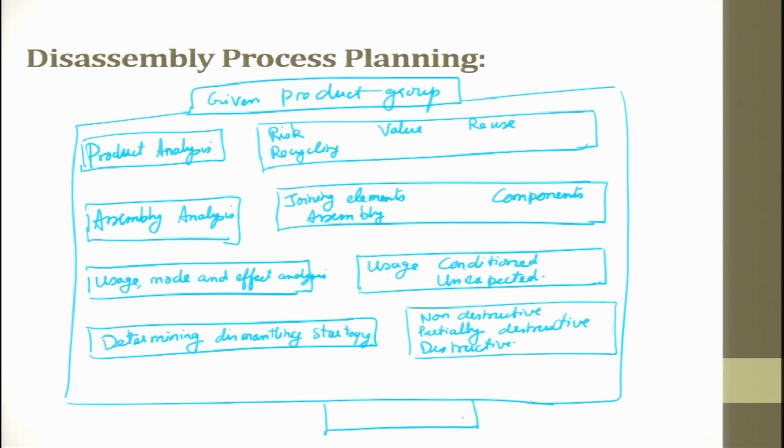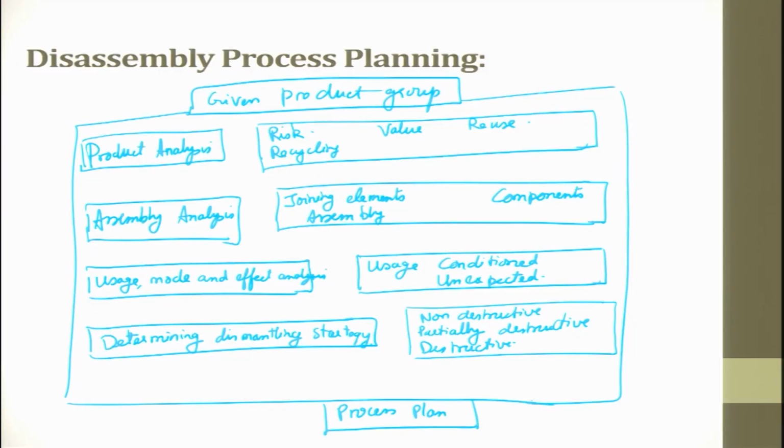So, these are all the process plans which we do from the dismantling point of view. We take a given product group, and then we do product analysis, assembly analysis, usage mode and effect analysis, and determining dismantling strategy. These are the components involved in a dismantling process plan, right? We have process plan for fabrication, process plan for assembly, and also process plan for disassembly. When we do disassembly, risk, reuse, value, and recycle are very important components.